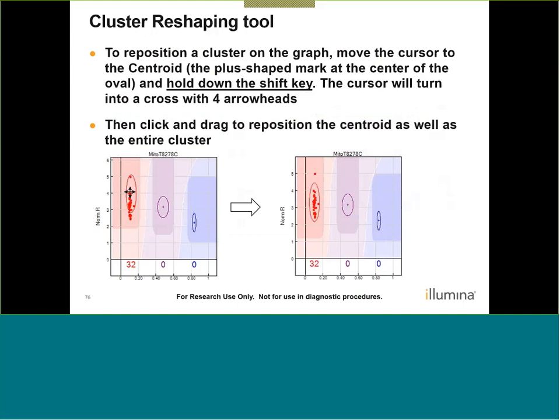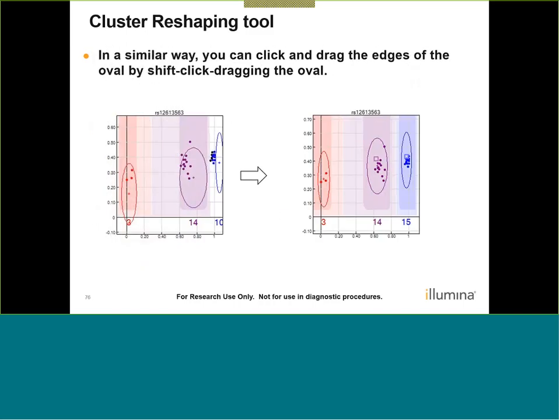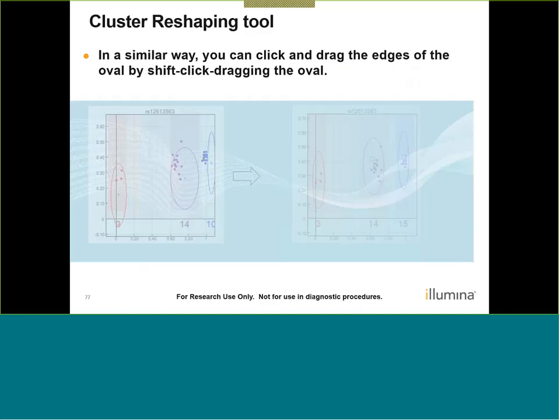All right, in this example, we're simply clicking and dragging the center of that oval around the AA cluster with the 32 samples and moving it down by clicking and dragging it. In addition, you have the opportunity to change the size and shape of the ovals. Simply move your cursor to the edge of the oval and it will again change shape, and then click and drag the edge of that oval in order to move the edge of the oval and reshape it. All right.